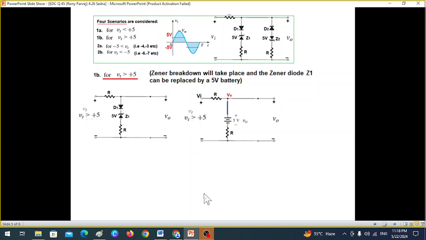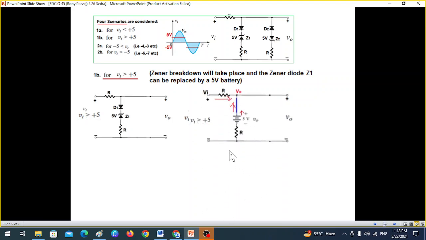For that, we have to mark the current directions. We can take any current direction, but keeping in mind that this voltage here, or VI, is now more than the V out, or more than the 5 volt. Therefore, this is at a higher potential. So the current will flow from higher potential to lower potential. So we'll take this current direction. And here it does not matter which direction we take, but we're just taking it going from up, 0 to up.